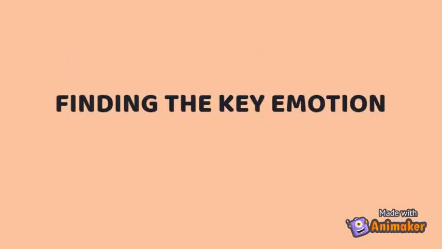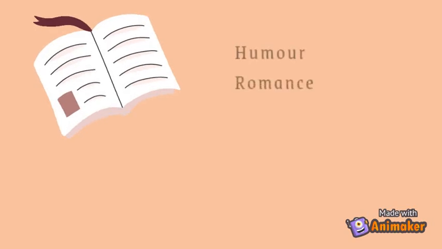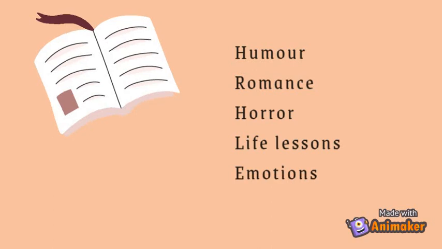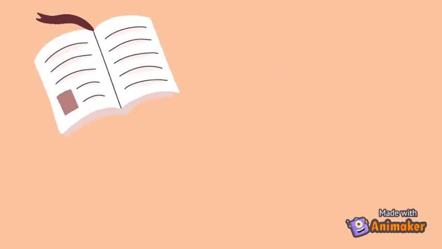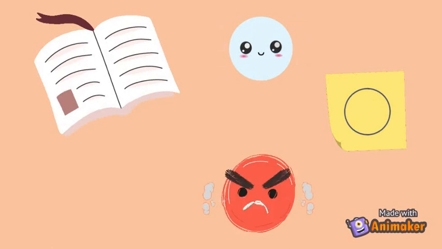First of all, finding the key emotion. Well, a clearly defined mood or feeling is necessary for writing a short story, and this can be a category of humor, romance, horror, an idea such as life lessons, or an emotion such as loss, grief, or joy, or it can be a combination, as long as your point is clear. But planning a key emotion is more complicated than just simply picking an adjective like happy, sad, angry, etc.